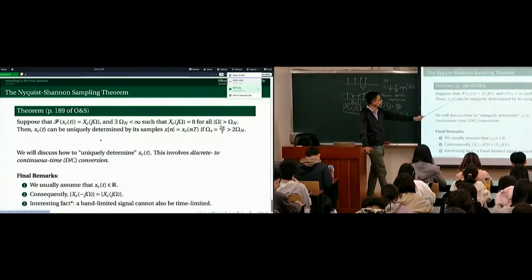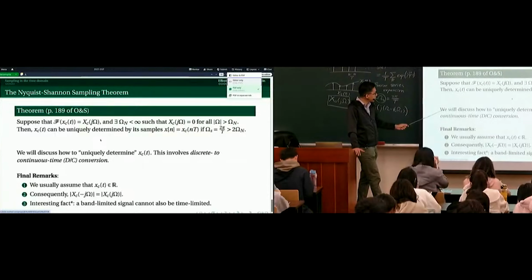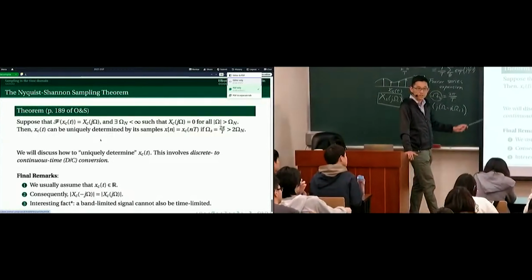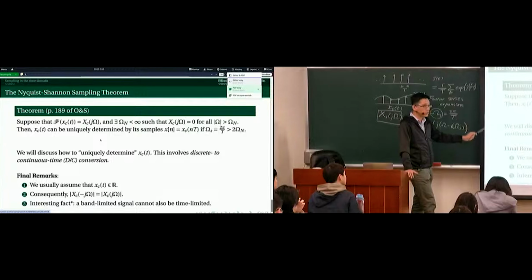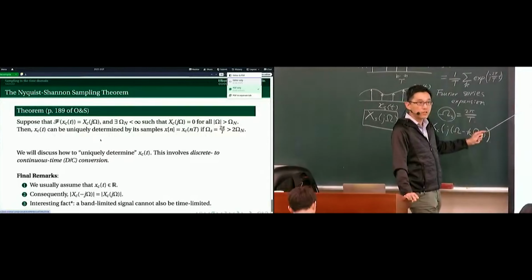All right, so far so good. This is in the textbook, the theorem. Let me also mention that we will next discuss how to uniquely determine the signal, how to make the reconstruction. That's the next topic. But at least we know that theoretically it's doable, as long as we sample at a rate that is sufficiently high. How high? At least 2 times Nyquist, 2 times your bandwidth. Any question right here?